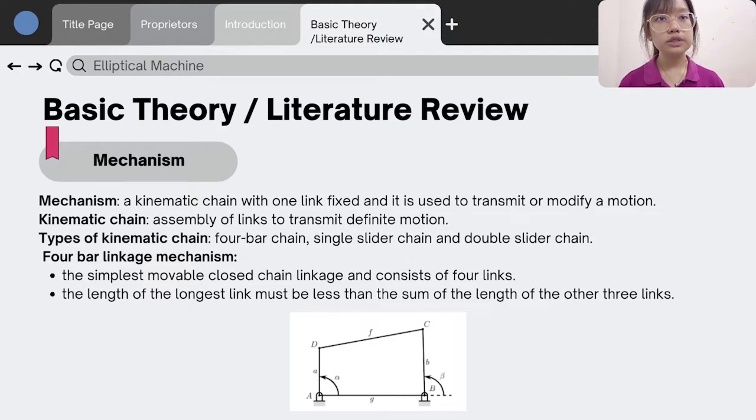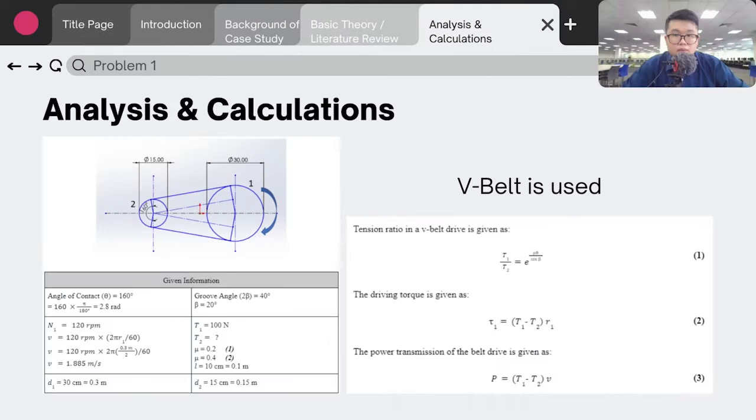The mechanism used in elliptical machine is the 4-bar linkage mechanism, which is the simplest movable closed chain linkage, and it consists of 4 links. In this mechanism, the length of the longest link must be less than the sum of the length of the other 3 links.